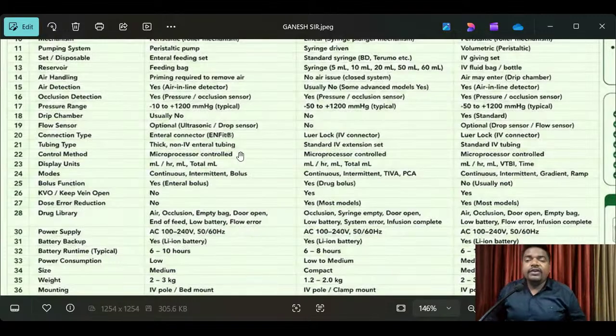Every day you have to focus on what I'm saying here. Now, coming to the point: connection type, see here, point 20. For the feeding pump, it is the enteral connector. Next, the syringe pump, see here: Luer lock IV connector. Next, the infusion pump also has a Luer lock IV connector.